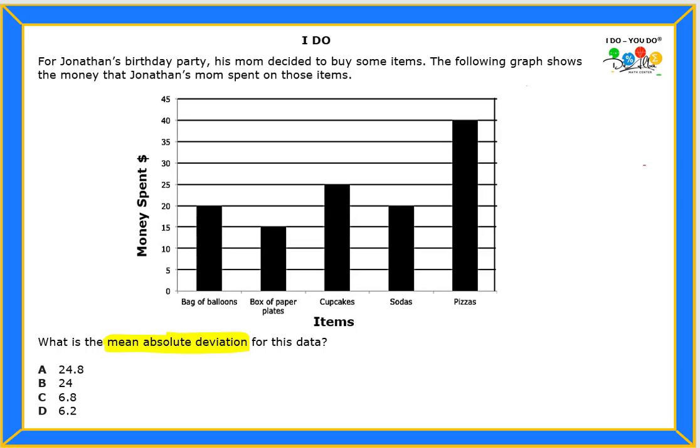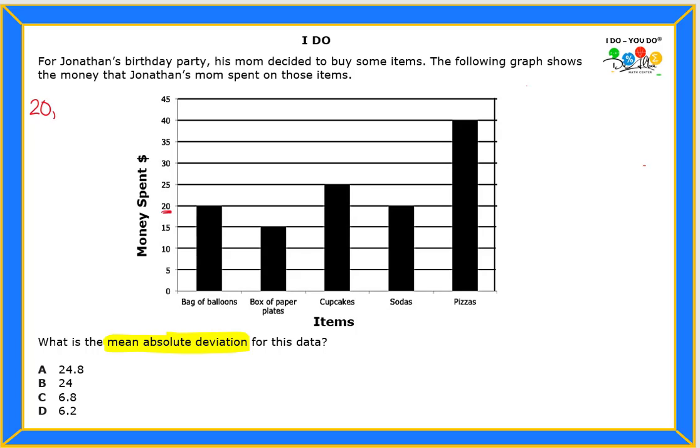And if this is a little bit confusing, just remember that we're trying to find some numbers, right? Not names. I need numbers. So the number that I see is the one that has to do with money, right? For example, the bag of balloons, the mom spent how much money? $20. Therefore, 20 will be one of my first numbers for my data.